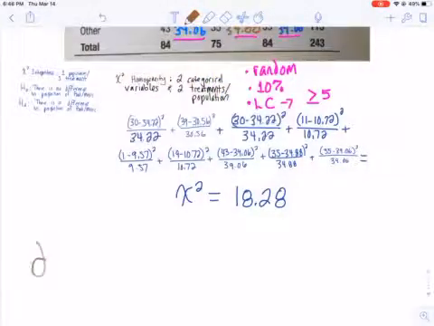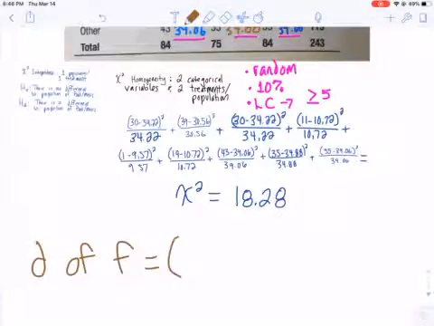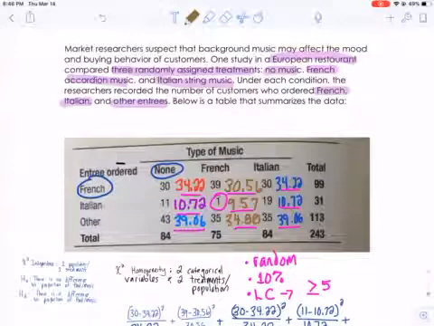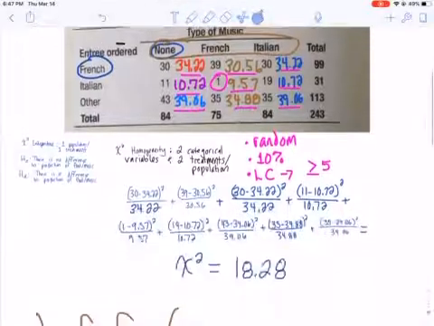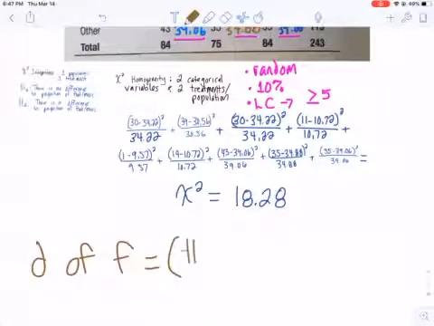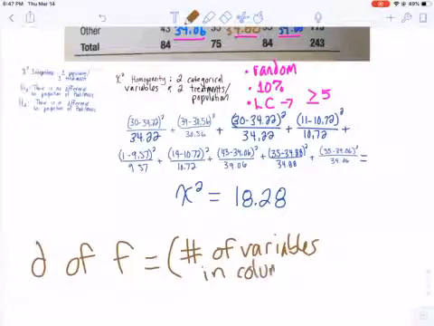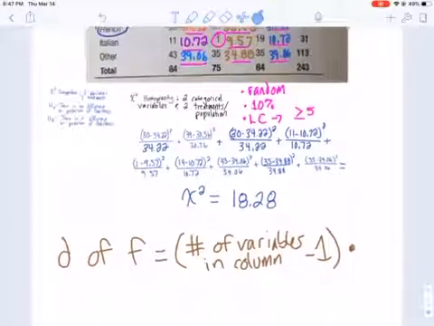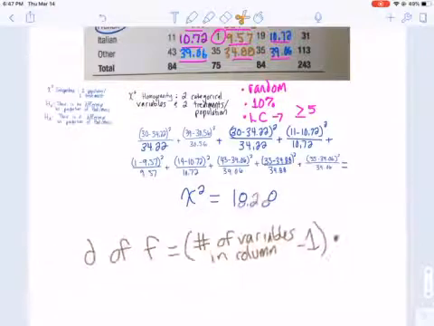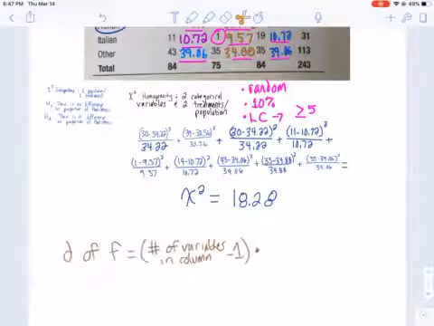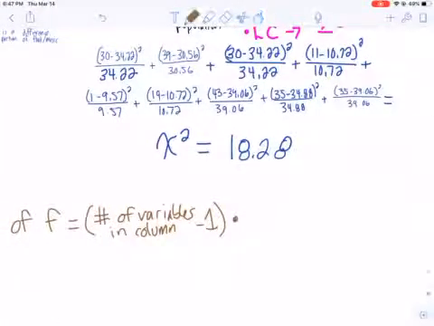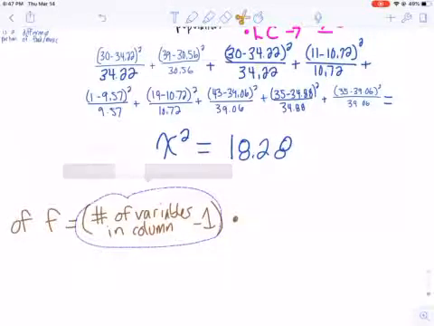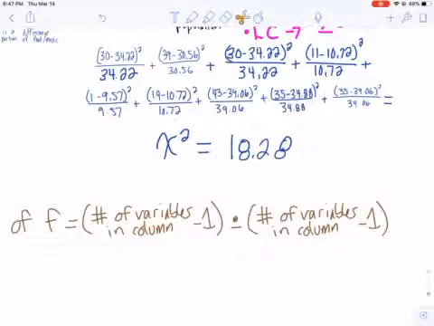Now for a two-way table, for your degrees of freedom, the D of F, what you're going to do is take the number of variables in the column minus 1, and then multiply it by the number of variables in the row minus 1. I'm just going to do some copying and pasting here to save us some time. Copy, paste. Change column to row.